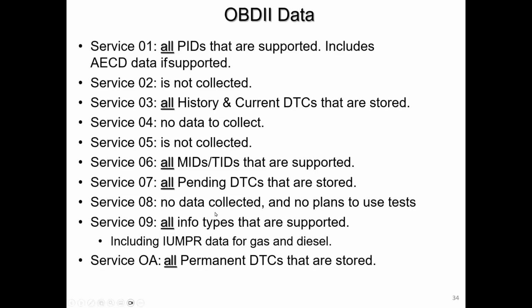Mode 8, not going to happen. It's not bidirectional. That's your control of the evap vent solenoid. Nothing there. Mode 9, that is the gold mine for BAR. That's our CVN, that's our Cal ID, and that's our in-use monitor performance tracking ratios that we are using, and BAR is using, CARB's using, to determine what monitor tests are running with what frequency. And this is for both gasoline and diesel.